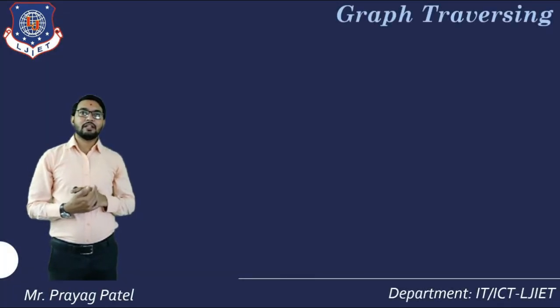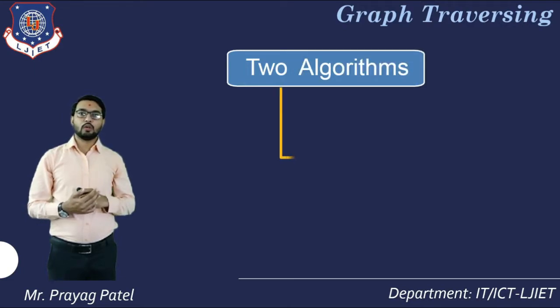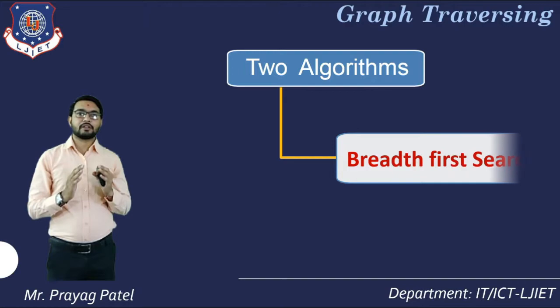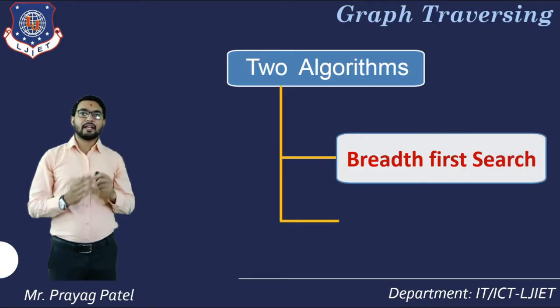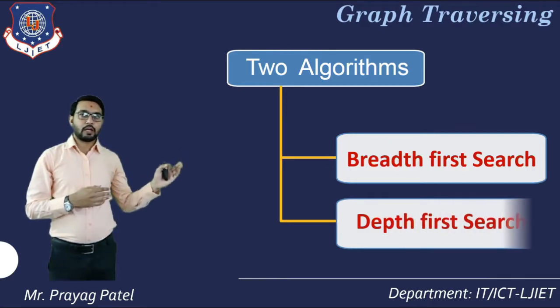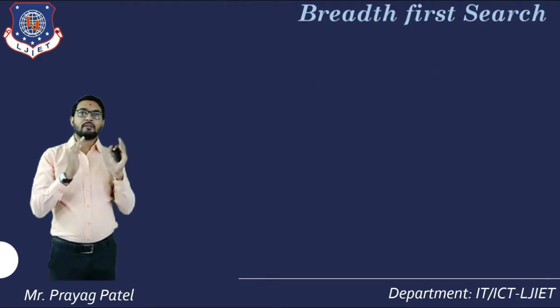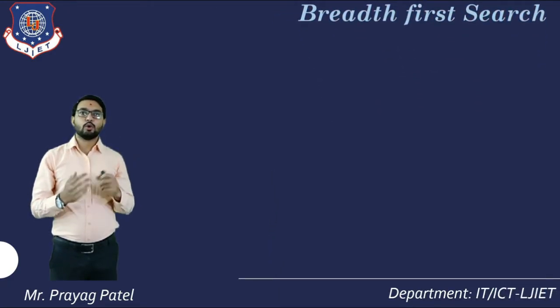In graph traversing, there are two techniques or algorithms. The first one is breadth first search and the second technique is depth first search. So here we consider the two techniques for traversing a graph, one by one. First we consider the breadth first search algorithm.